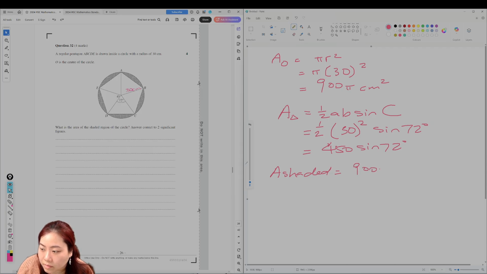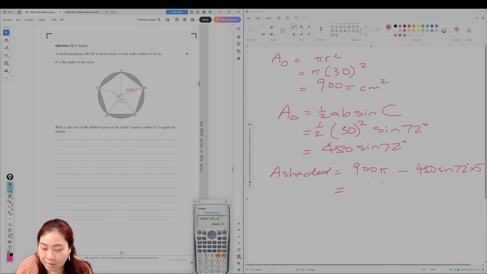is the circle minus the pentagon, which is 450 sine 72 degrees times 5. Almost forgot the times 5 there. Let's see what we got. You guys are probably not used to seeing this. You don't have to do it this way. If you're more comfortable with getting the decimal number and then using the decimals to minus, that's fine too. I'm doing this so that I can keep it as accurate as possible. So 900 pi minus 5 times 450 sine 72 degrees.